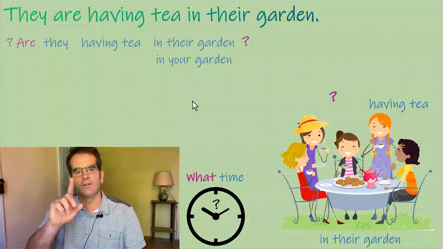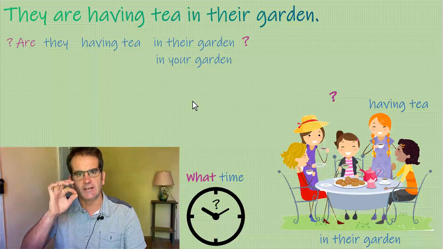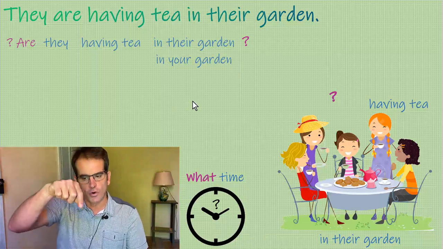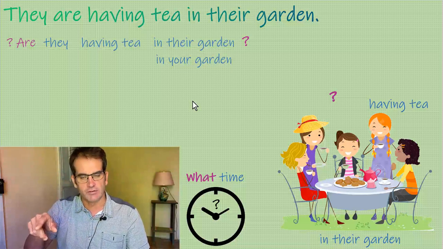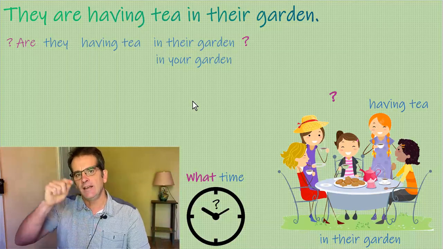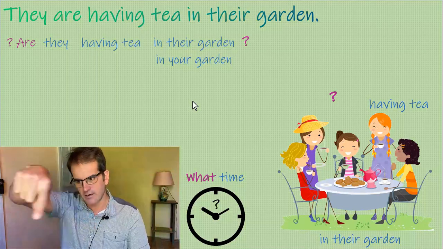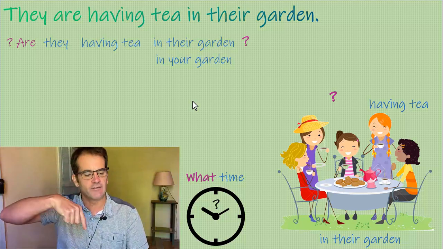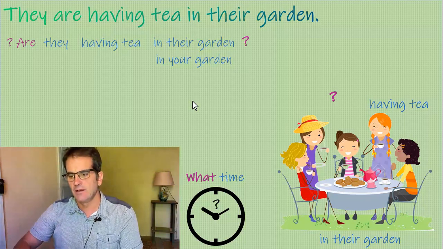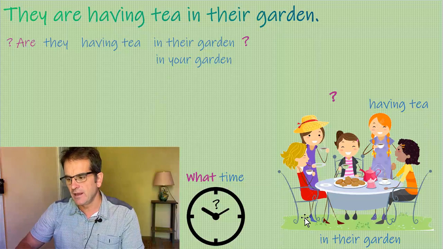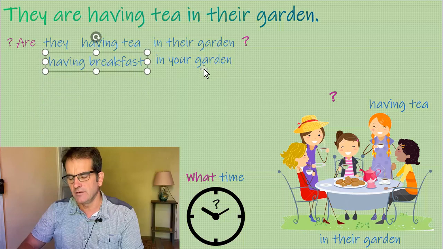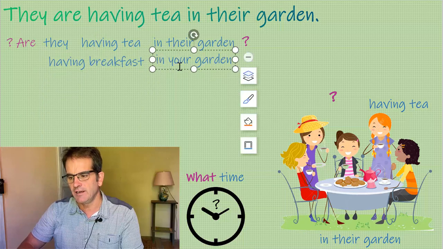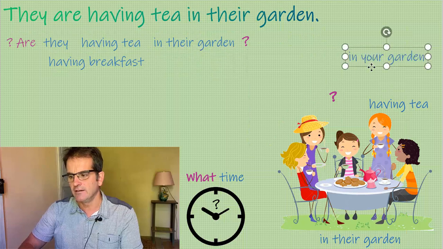No. They are not having tea in your garden. They, your neighbors, are having tea in their garden. Okay, they are having tea in their garden. Are they having breakfast? You know, are they having breakfast in their garden?